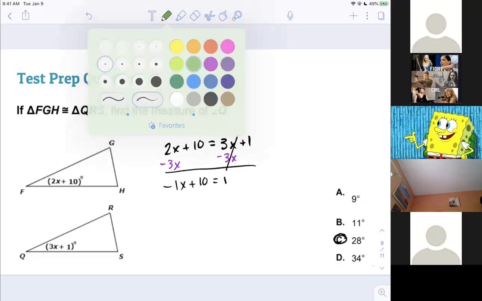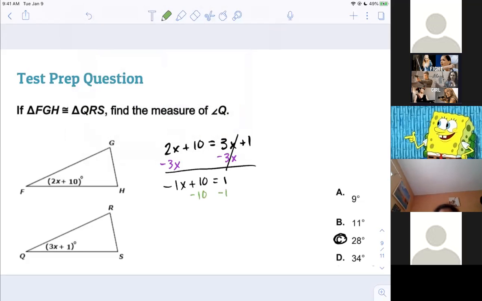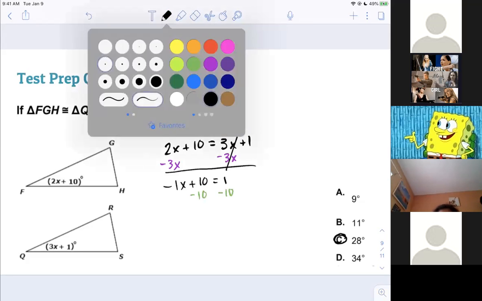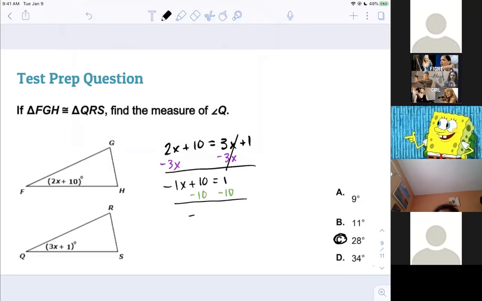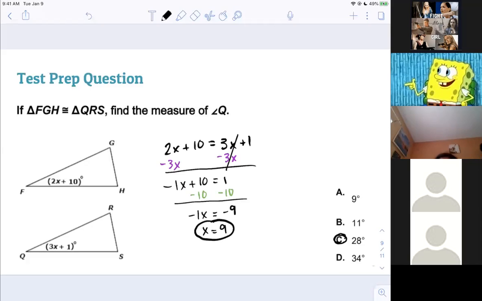Now I'm going to subtract 10 from both sides. And what's 1 minus 10? Negative 9. My bad. So I know x equals negative 9. Is that my answer? No, because what do I have to do now? Plug it back in. Perfect. So we're going to plug it back in.